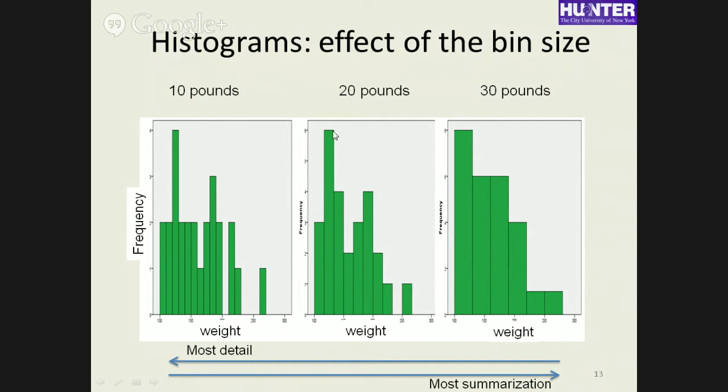So we have up to 6 here, and making them even wider, you're doing more summarization, you're putting more things into the same bin. And how you do that depends on how much detail you want to show. And your software, your SPSS or whatever, will have some kind of algorithm that it uses to make an automatic decision. But it is something that you can change if you don't like the decision it made.